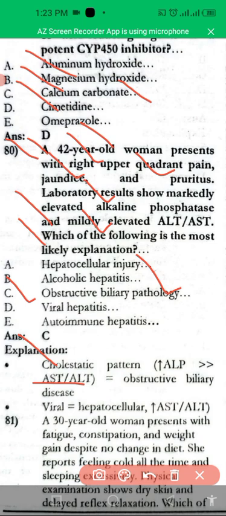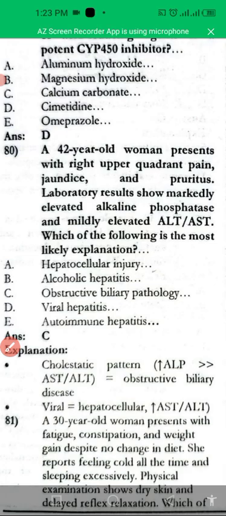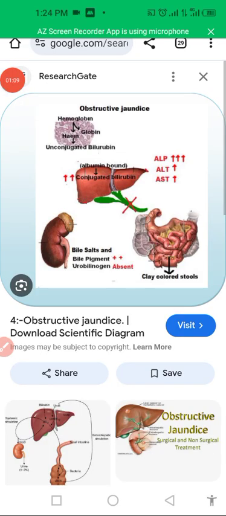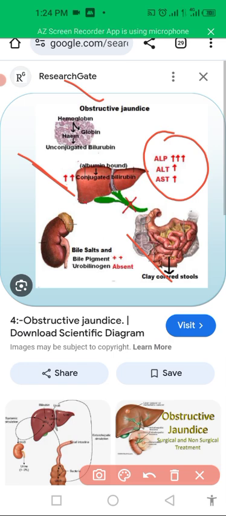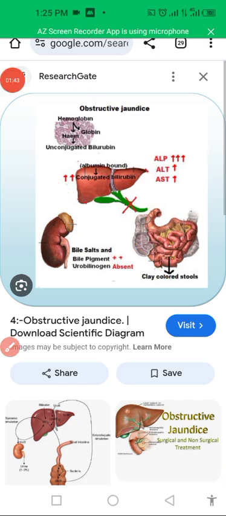ratio. So in obstructive biliary disease there is increased ALP and AST ratio. Okay, so as you can see in this image, there is obstructive jaundice in which there is obstruction of biliary flow and increased conjugated bilirubin in the liver, which is bound to the albumin, and increased ALP and AST ratio will be there, and there will be clay colored stool. The patient will have pruritus, right upper quadrant pain, and a lot of pain and jaundice in obstructive pattern. A raised ALP and AST will be there.